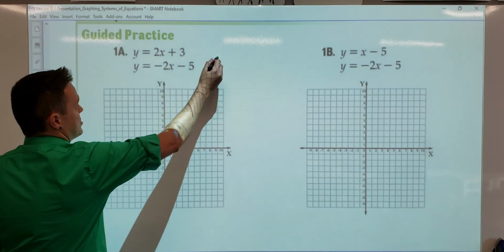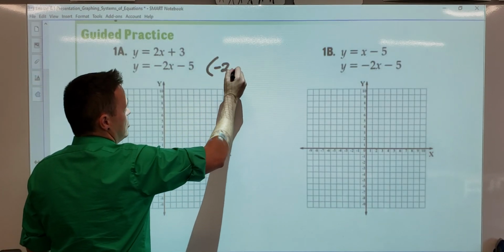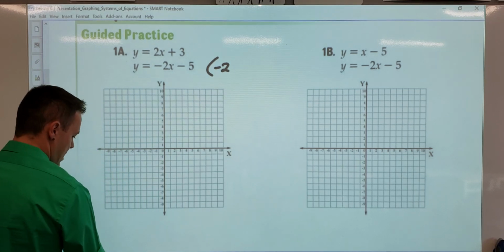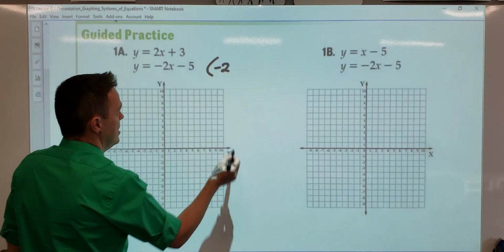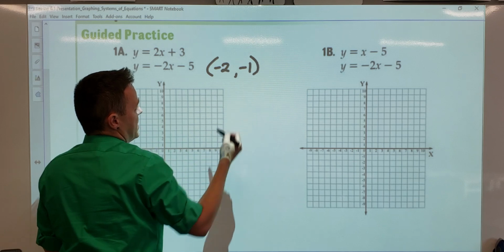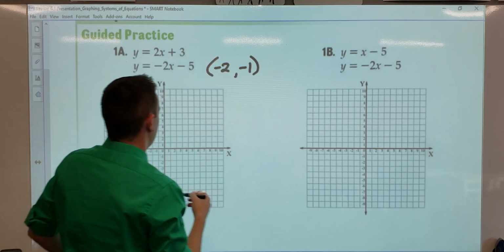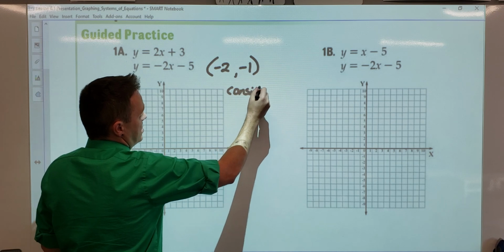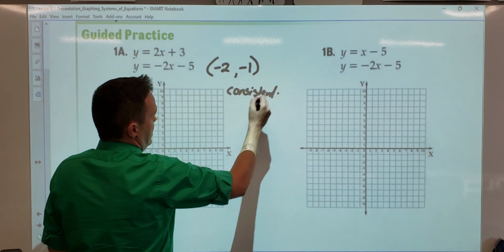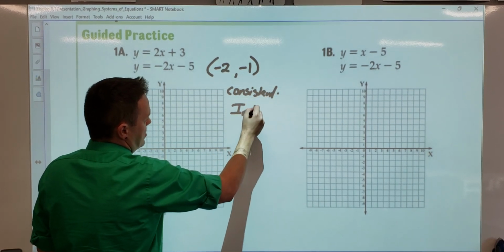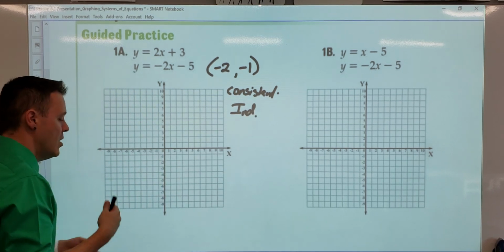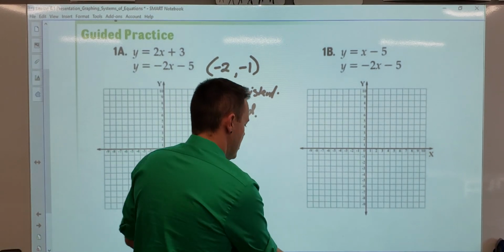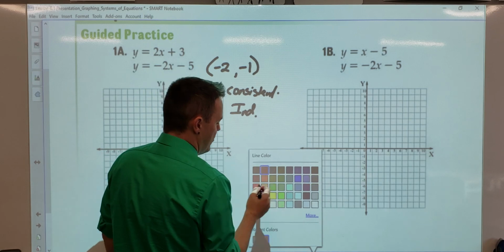So today, on this one here, my solution is -2, whoops, I don't think that's right. Oh, it is right, okay. (-2, -1) is my solution. And then you would want to know that this is consistent and independent, okay? There's your main reasons. Now, when it comes to this, make sure you understand that's all I'm looking for.